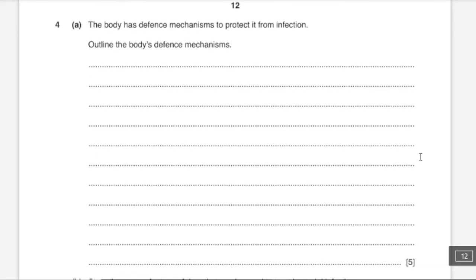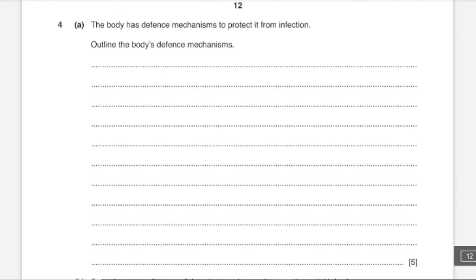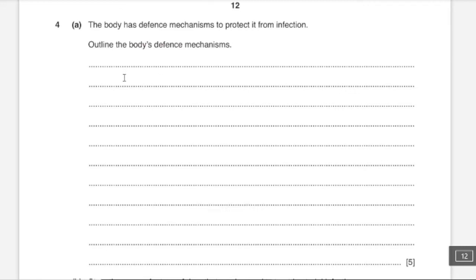Okay, question number 4. A. The body has defense mechanisms to protect it from infection. Outline the body's defense mechanisms. Alright, so I'll start with the chemical and mechanical barriers. And the hydrochloric acid in stomach, which kills any bacteria as chemical barrier.